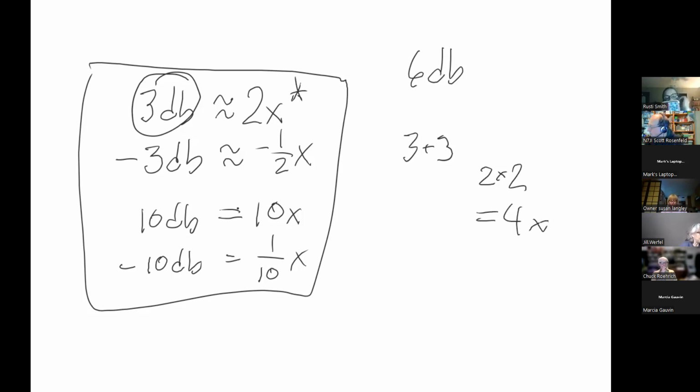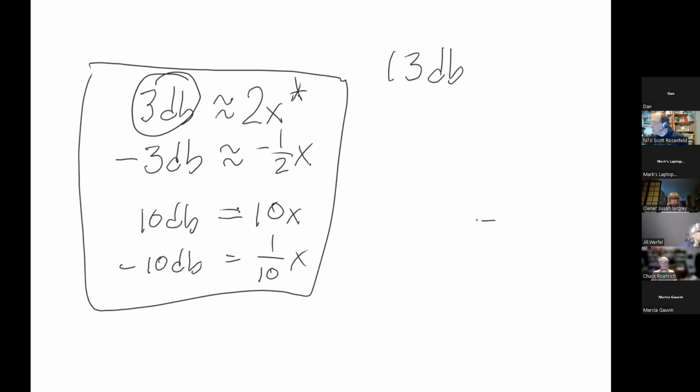How about if somebody said your antenna gain is 9 dB? How would you break that up? 3 plus 3 plus 3, which is the same as 2 times 2 times 2, which is roughly equal to 8 times. Okay, how about if somebody said that your gain was 13 dB? How would you break that up into things that you know?